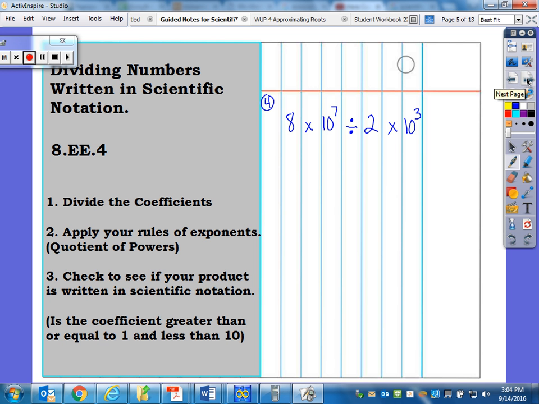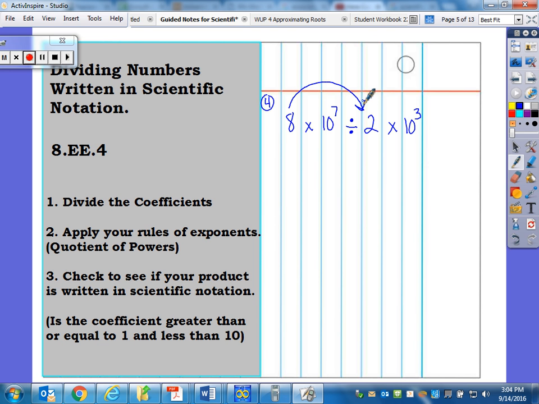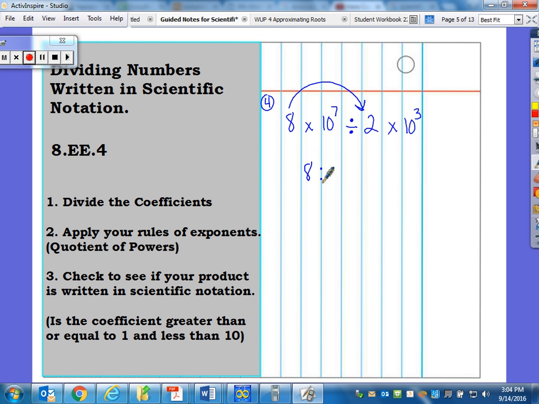Now let's look at some examples of dividing numbers written in scientific notation. The steps are similar to multiplying. We will first divide our coefficients. Using the associative property, we can regroup our coefficients, and we can regroup our powers of 10.